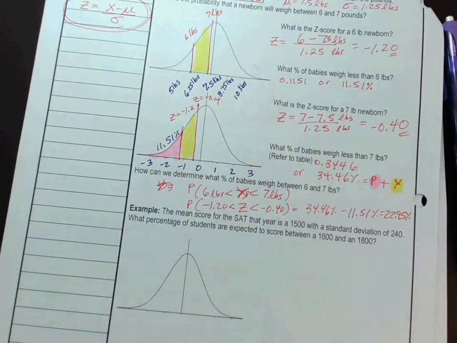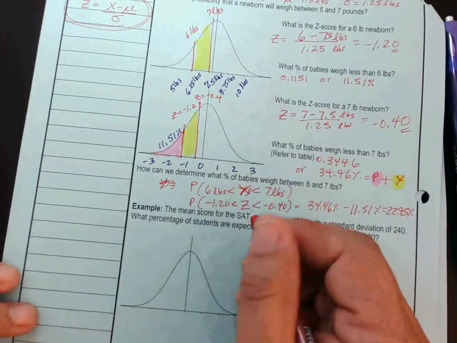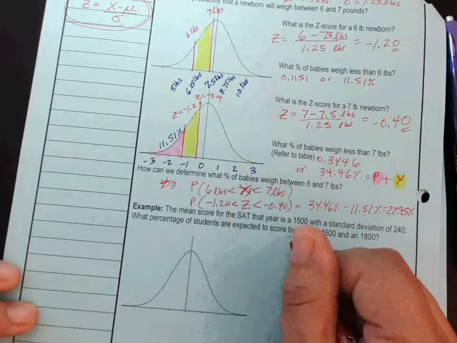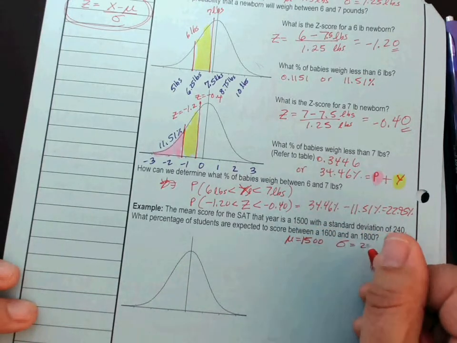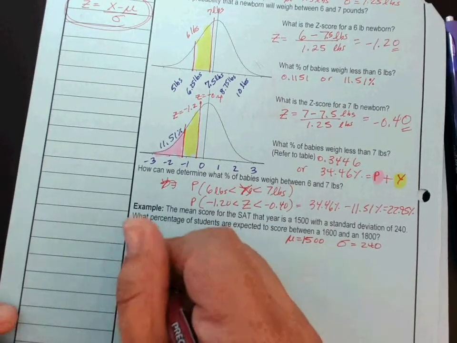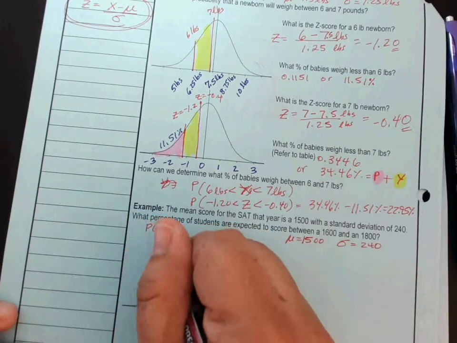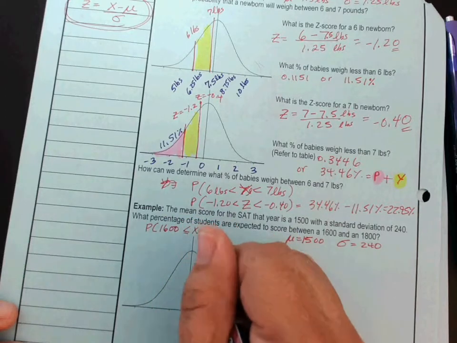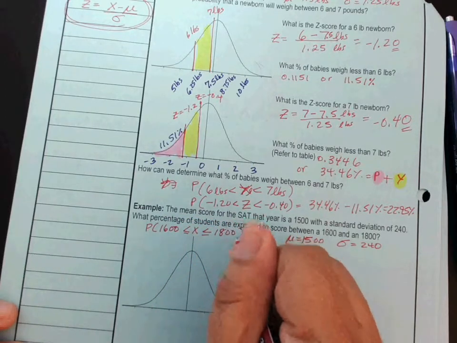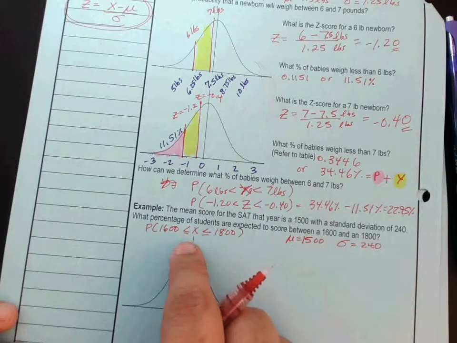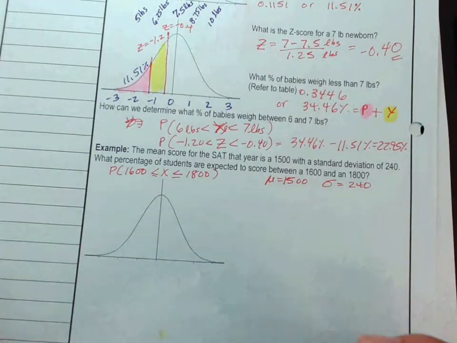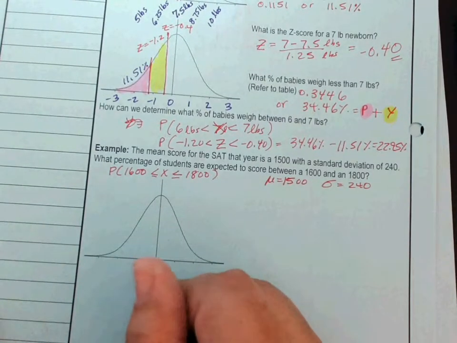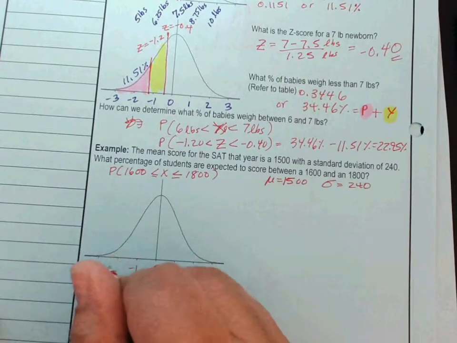All right, so let's do another example. Here we have the mean score for the SAT is 1,500, and the standard deviation is 240 points. And they want to know what percentage is between 1,600 and 1,800. Notice I didn't put Z there. That's the actual score. So that's your X. So what do we do next? Well, if I can do this in z-scores, it's a lot easier. So here's 0, 1, 2, negative 1, negative 2, negative 3.